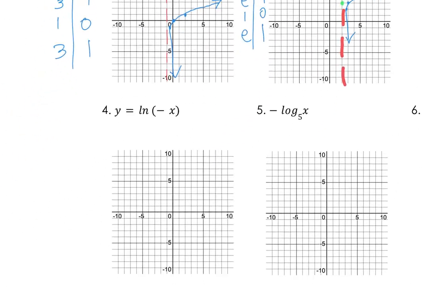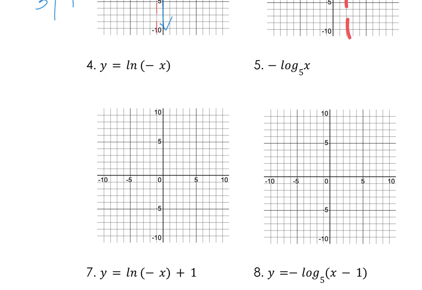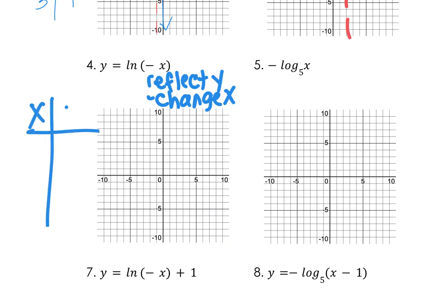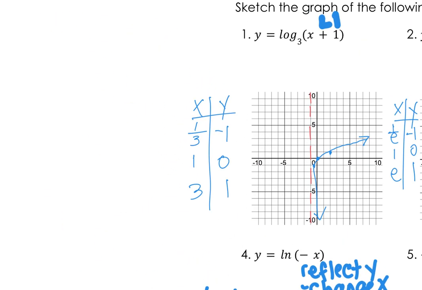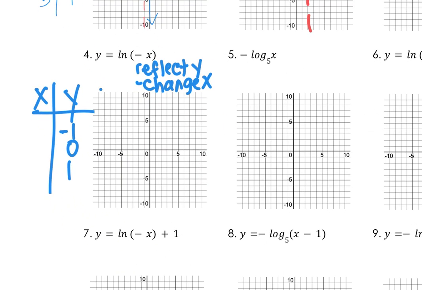All right, let's go to number 4. We have this -x. So if you remember, that means we will reflect over y, which means we will change our x values. Okay, so let's first write down our x, y, just like our pattern, -1, 0, 1. And then we have 1 over b, which is, in this case, again, ln means log e. So we're going to do 1 over e, 1, e. Okay, now let's change x. So I'm going to go in with the red pen and change my x's. There we go. Now we are ready.